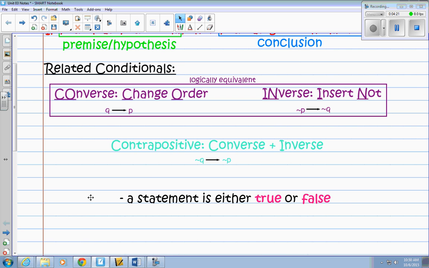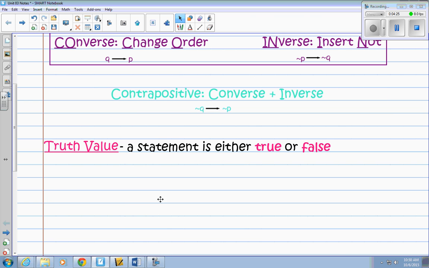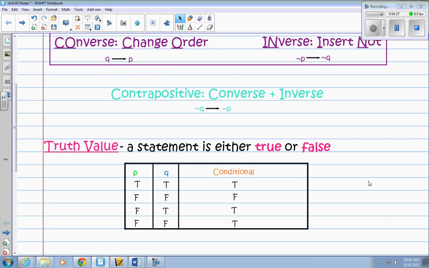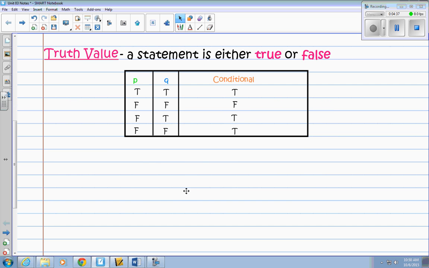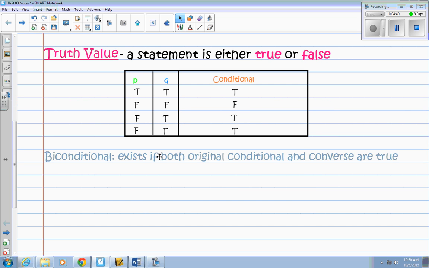Okay, finally, I made this up here already. Truth value is whether a statement is either true or false. So that's fairly easy to keep in mind. Basically, the only time that a conditional statement is false is if the premise is true and the conclusion is false. Otherwise, the statement's true. And the biconditional exists if both the original conditional and the converse are true. The biconditional is our final related conditional.